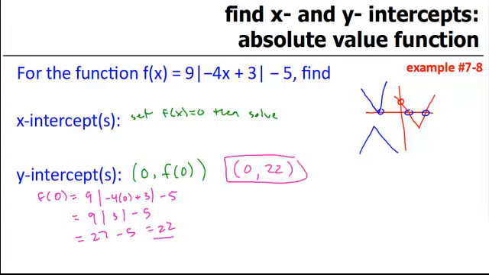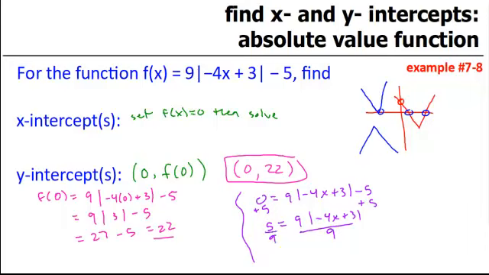Okay, and then to find the x-intercepts, okay, what we're going to do is set this equation equal to 0, and then solve the resulting equation. So if we took 0 is equal to 9 times the absolute value of -4x plus 3 minus 5, what we can now do is solve this. Okay? When we solve an absolute value equation, we look to isolate the absolute value expression. So we're going to undo all the operations, giving us 5 is equal to 9 times the absolute value of this whole expression. Divide by 9. Okay? And so here would be our equation.